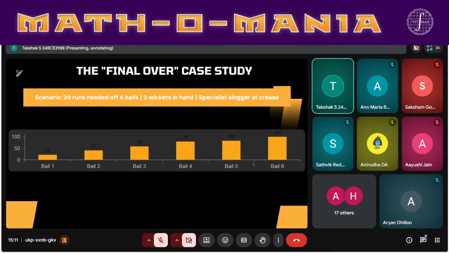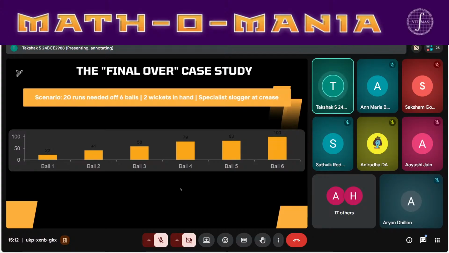Okay, now let us see how the win probability improves ball by ball. Initially, it was 22%, and then it became 41, and then 58, and then 79, and then 83, and then 100%. Here, the steepest jumps from 22 to 41 and from 41 to 58 happened on balls 2 and 3, which means where the two boundaries happened. That is all it took to take the steep jump.